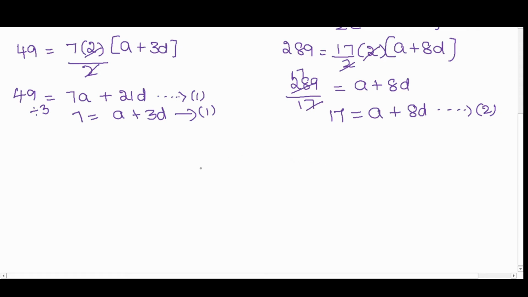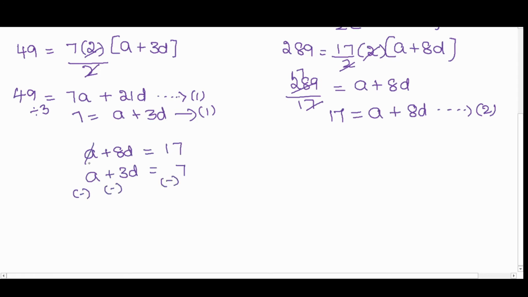Now let's solve both the equations. I'm going to take the first equation in the second row. You can see it is equal to 7, and this is 8D plus 3D is equal to 7. Let's change the sign.